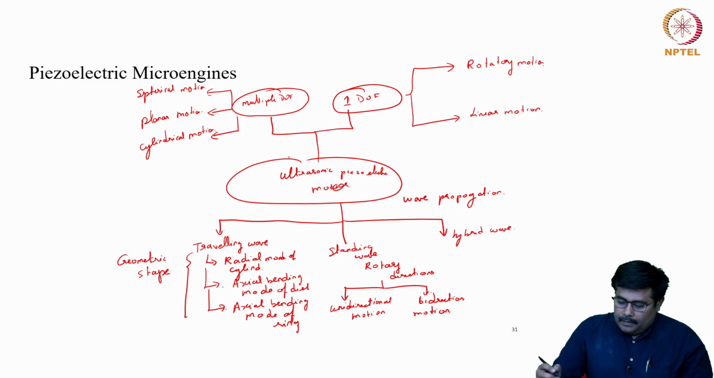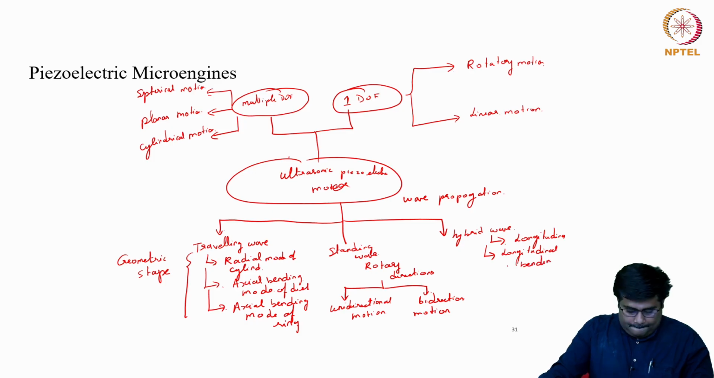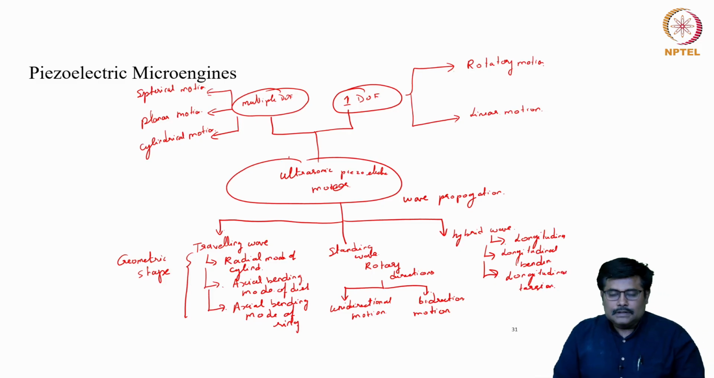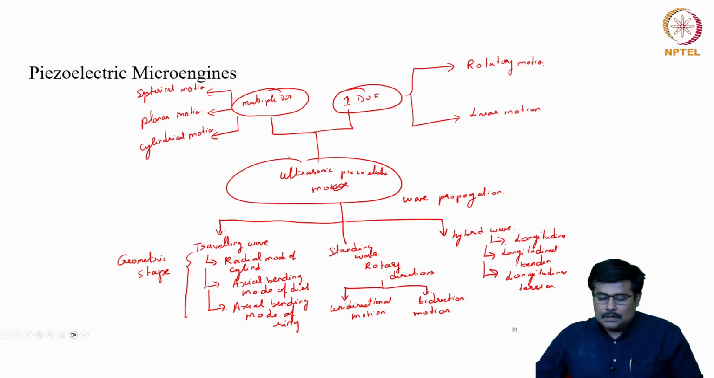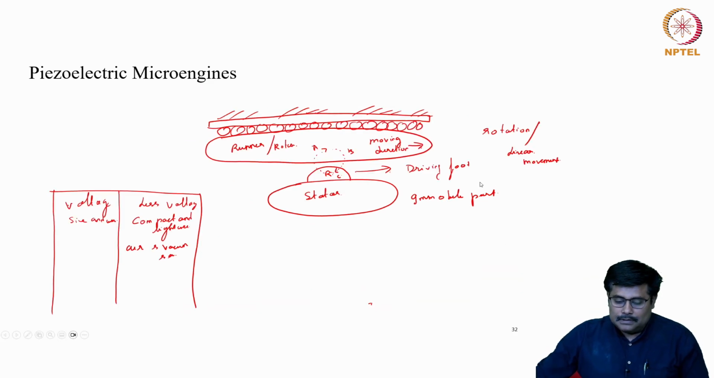And with reference to hybrid wave, it can be classified as longitudinal based, longitudinal bending, longitudinal torsion. Okay. So, these are some of the classifications with reference to these piezoelectric ultrasonic based micro engines.